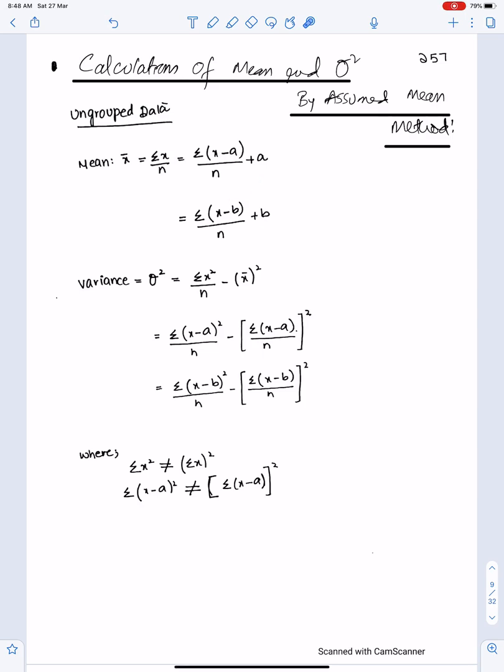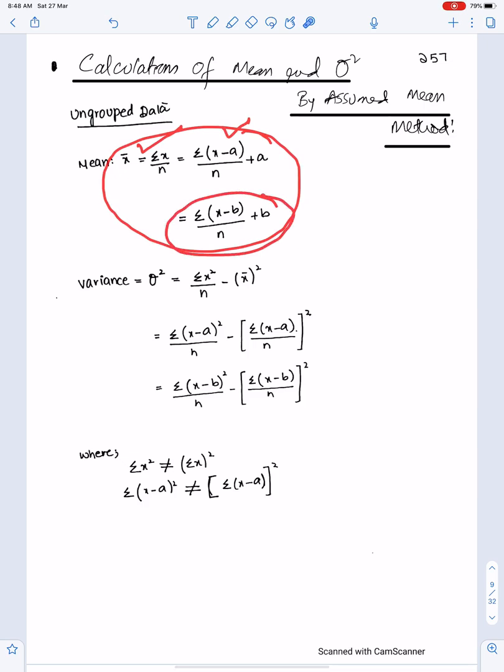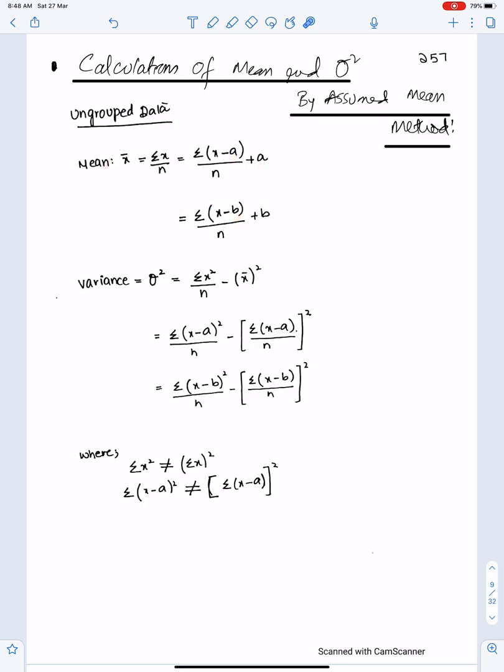Well, so we have 3 different formulas of mean. This is the simple formula and this will be given in the exam. This is the assumed mean, and we get this formula by replacing this A by B. If you replace A by B, you can get this formula. So whether you use this formula or this formula or this formula, you must get the same answer.